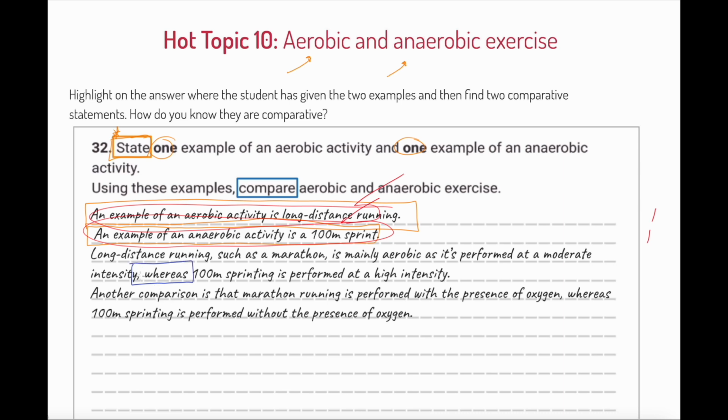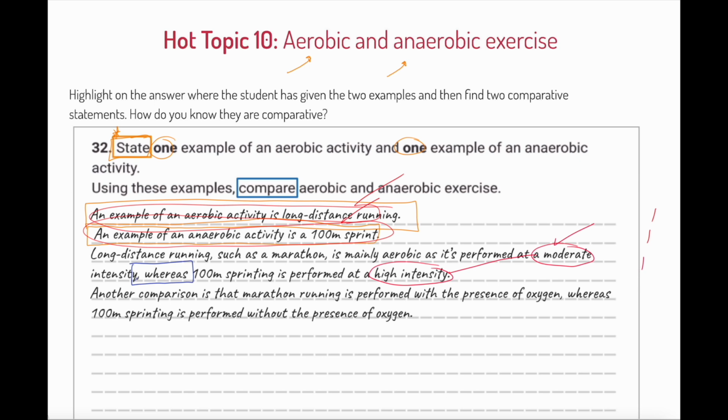Do you see how that comma space whereas is clearly forming a comparative statement? Long distance running is mainly aerobic, is performed at a moderate intensity, whereas 100-meter sprinting is high intensity. So what your marker would do, and by the way, they mark online these days, I mean, I'm doing it with a pen here, obviously. We've got moderate intensity compared to high intensity, and it's given with the examples, and we'd get a mark for that.